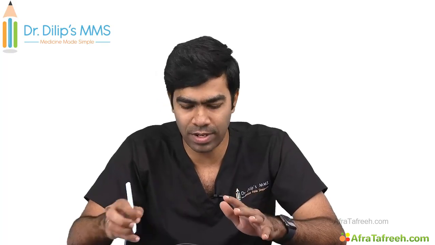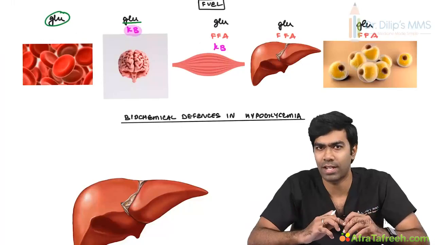Remember, the brain cannot utilize free fatty acids. It's a very important point. Whereas liver and adipose tissue are not going to use ketone bodies. Ironically, even though the liver is the one that produces ketone bodies, the liver does not usually utilize the ketone bodies. They are going to utilize free fatty acids only.